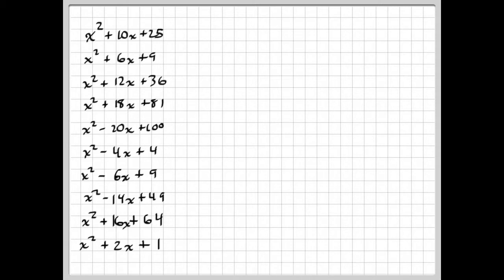And if you know what is so special about these trinomials, you can probably tell me what is supposed to go next. What's supposed to go next? What goes into that blank? A 16.